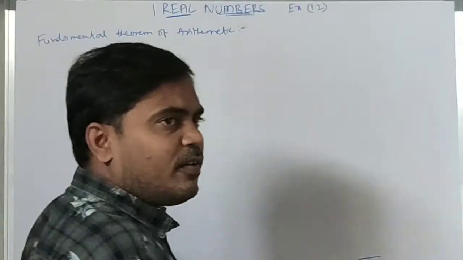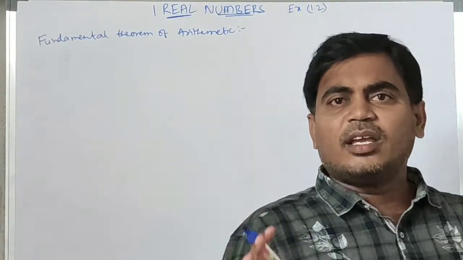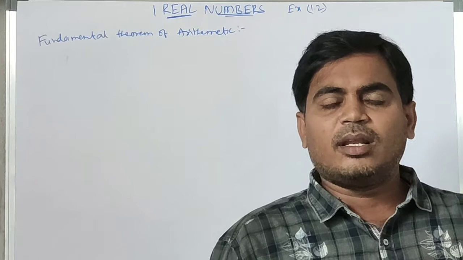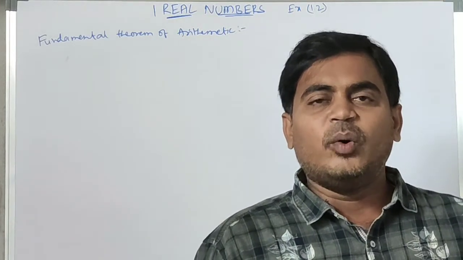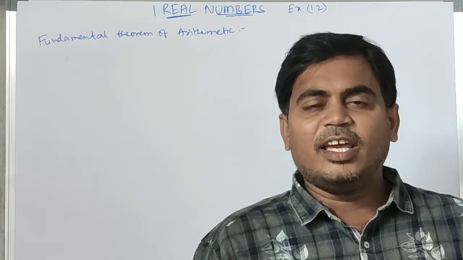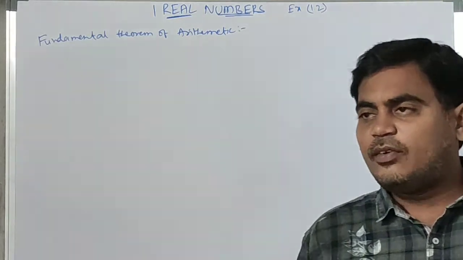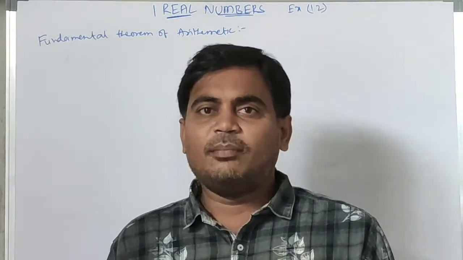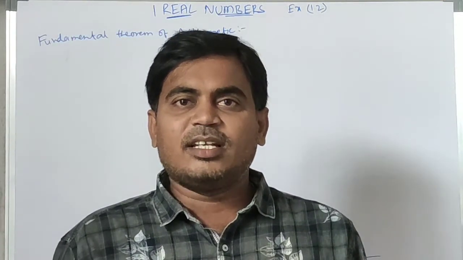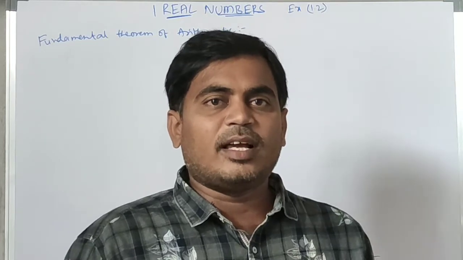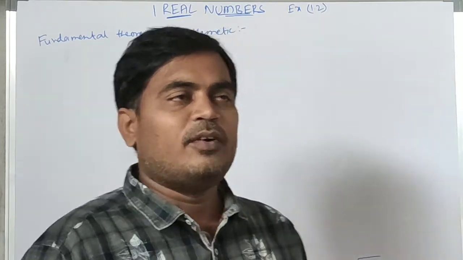So the fundamental theorem of arithmetic is nothing but, if we are taking any composite number, we can express it as a product of primes in a unique way. We can express each and every composite number in a prime factorization in a unique way. So it is called the fundamental theorem of arithmetic.